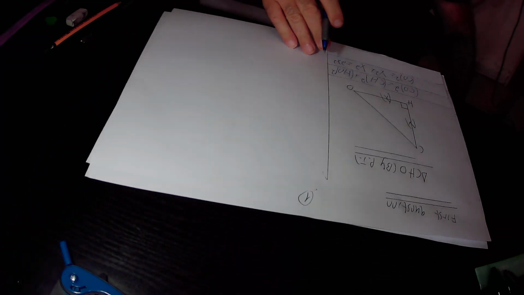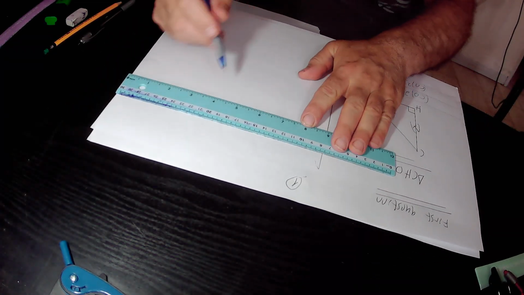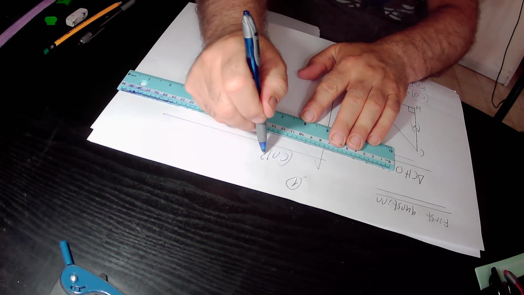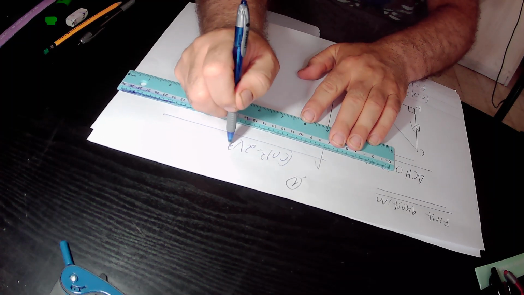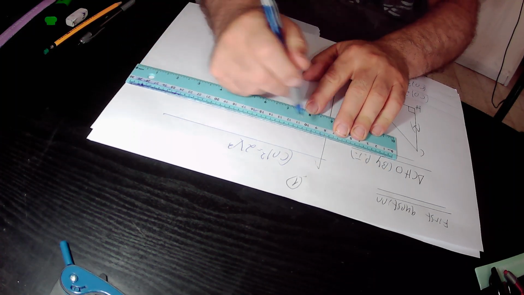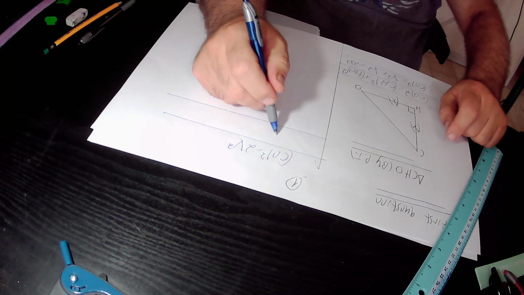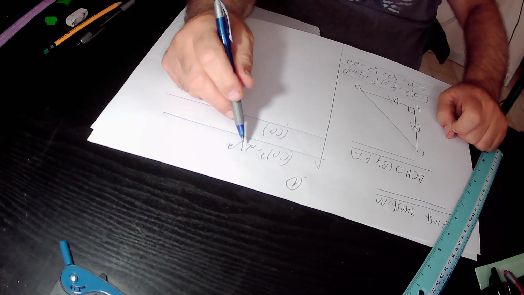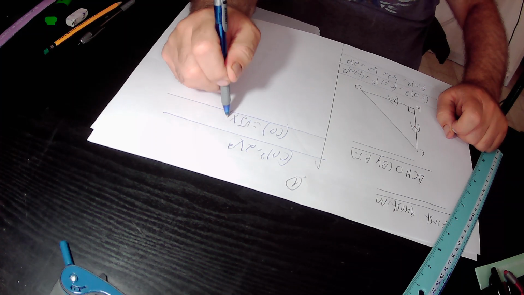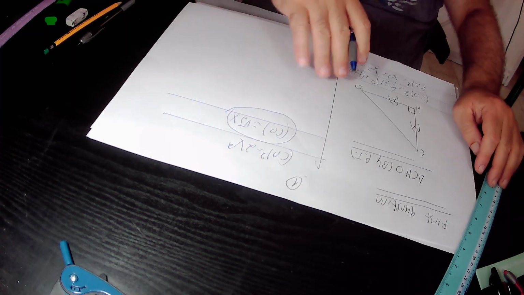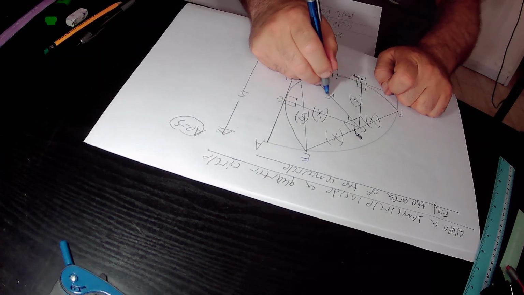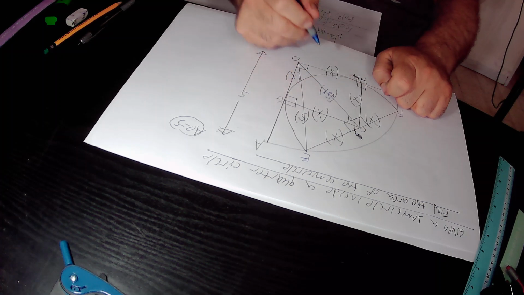So we found out that CO squared equals 2x squared. Here we take a root of this equation, and finally we get that the missing hypotenuse CO equals the square root of 2 times x. So we found out that CO equals the square root of 2 times x units in length.